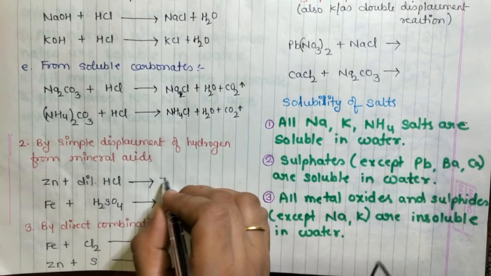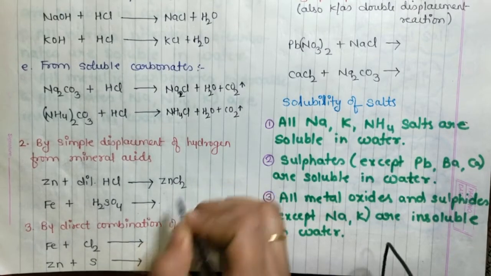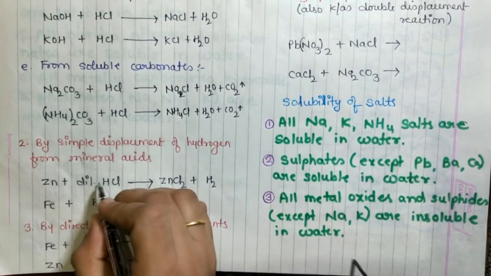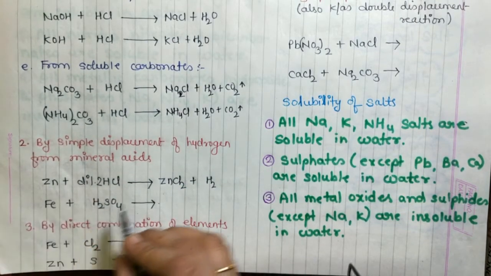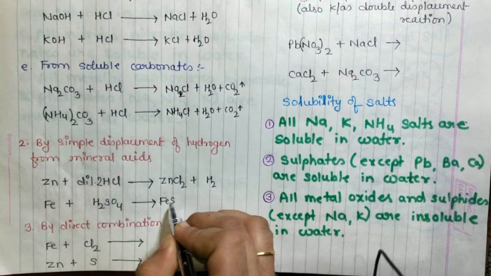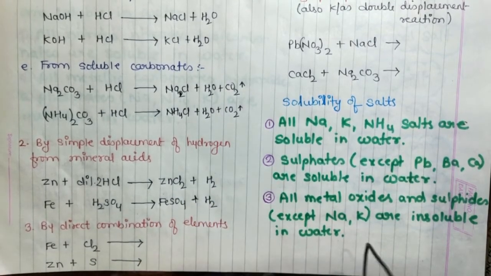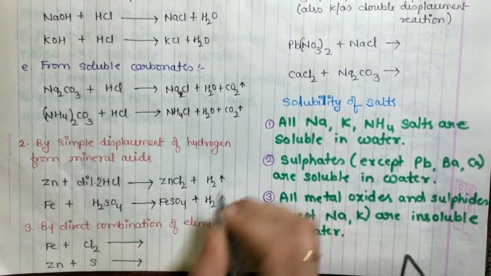How? Let's check. Zn will be attracted to the Cl, so it will form ZnCl2, and hydrogen will be formed as H2 gas. So we can balance it by keeping 2 here. And if Fe is there, it will go along with the sulfate to form ferrous sulfate, and H2 will be formed. So it is already balanced, so we will not put any balancing coefficients.